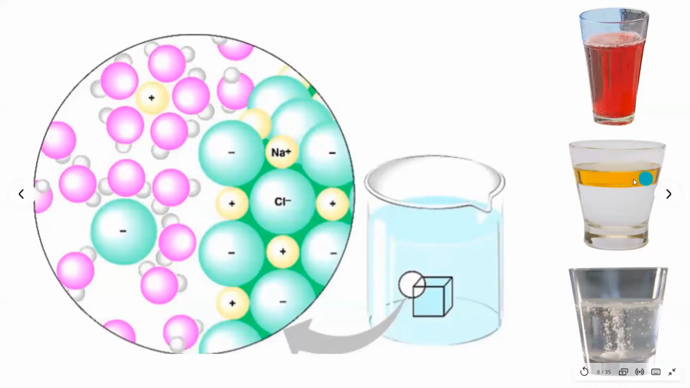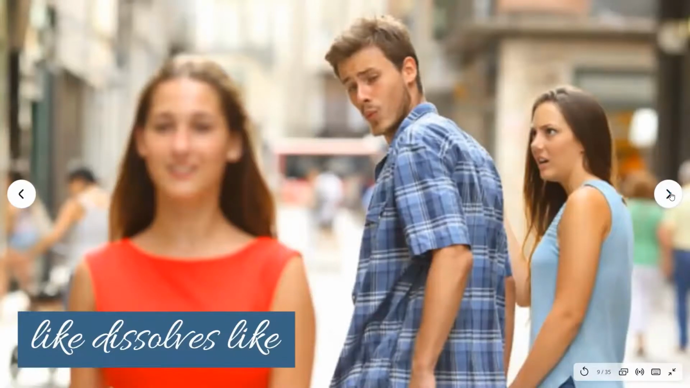In this case, the particles within the oil are more attracted to themselves than they are to water, and the particles within the water are more attracted to themselves than they are to the oil. So the water does not surround the oil particles. So the attractive forces within the water particles and the attractive forces within the oil particles aren't broken. We call this like dissolves like.